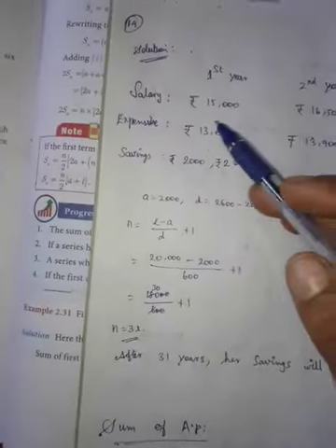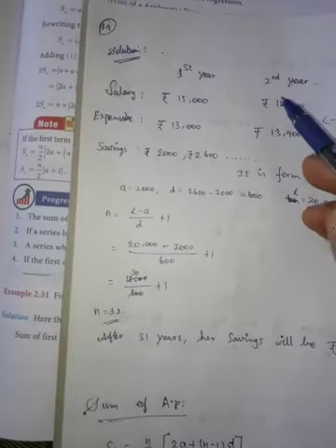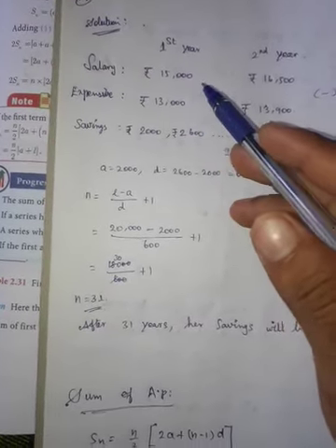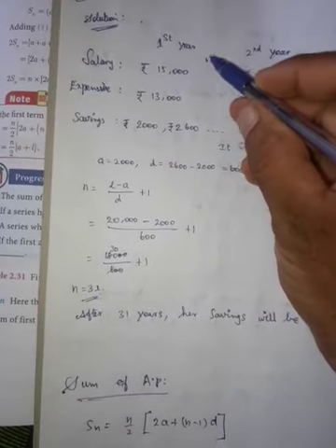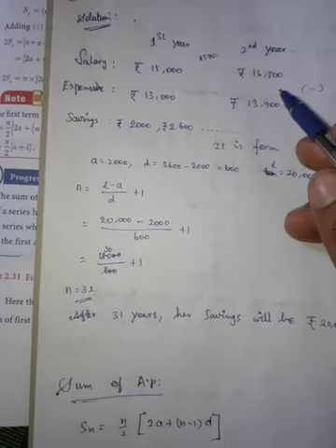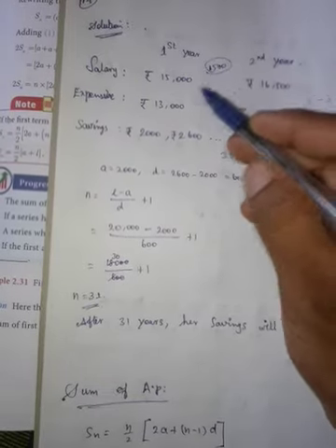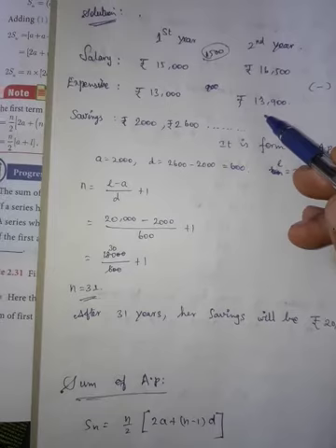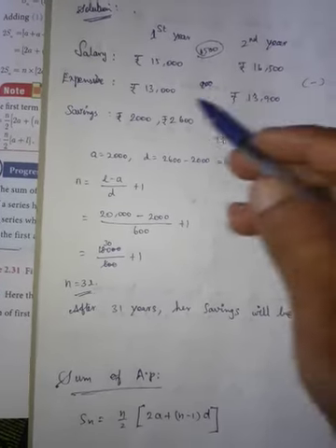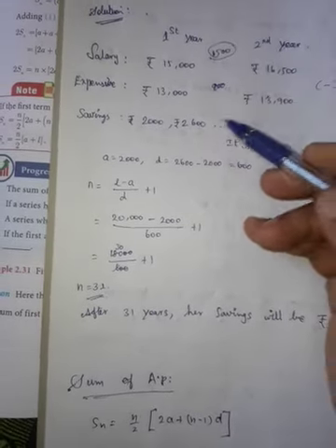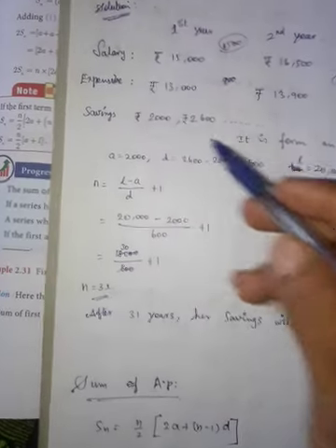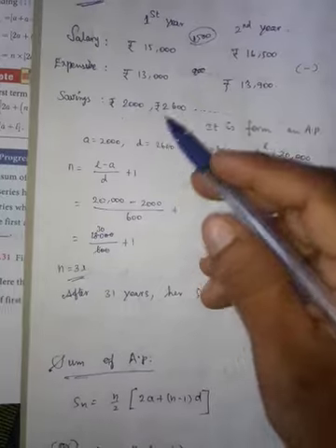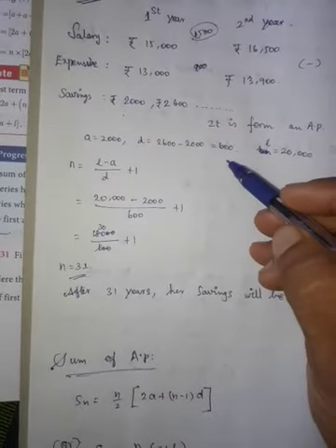First of all, salary. This is the first year, second year. The salary is 15,000 first. Then 1,500 increase every year, so 16,500. Next, the expense is 900, so the second year 13,900. If we subtract these two, the savings are 2,000, 2,600, etc. Surely this forms an AP. So a equal to 2,000, d equal to 600.